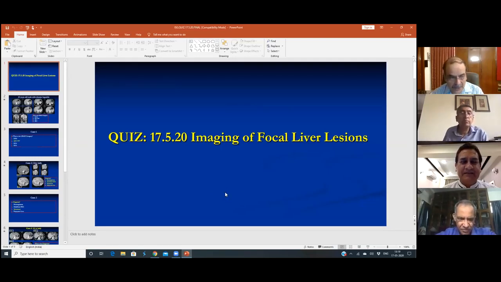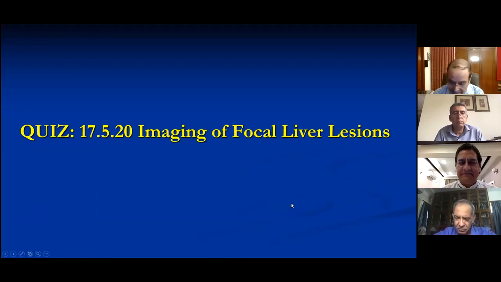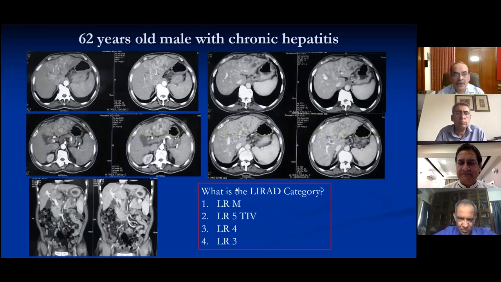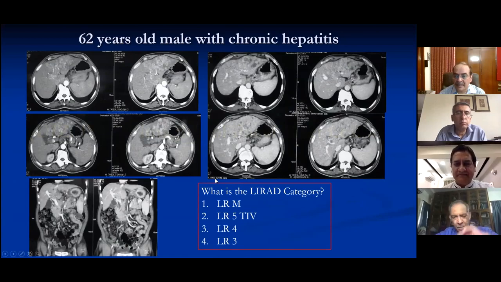Okay, so we have put together just 4 cases in the interest of time. I'll show you images, and I was advised that there will be some lag after I show the image up to the time that you can answer the question, and then there's some kind of a poll. The first image is of a 62-year-old male patient who had chronic active hepatitis, and this was the CT that he underwent. These are the arterial phase images. The first panel is the arterial phase. The second panel is the venous phase image. The question you have to answer is, what is the LI-RADS category of this lesion?